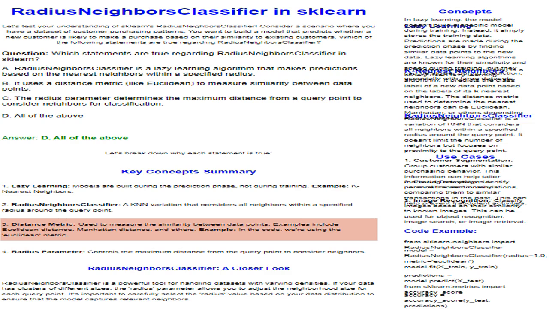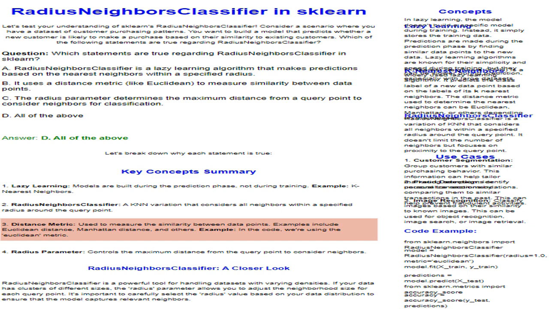This statement is true. The radius parameter is a crucial aspect of radius neighbors classifier. It defines the maximum distance from the query point, the new data point being classified, to consider neighbors. Data points falling outside this radius are excluded from the prediction process. This is clearly stated in the documentation block.